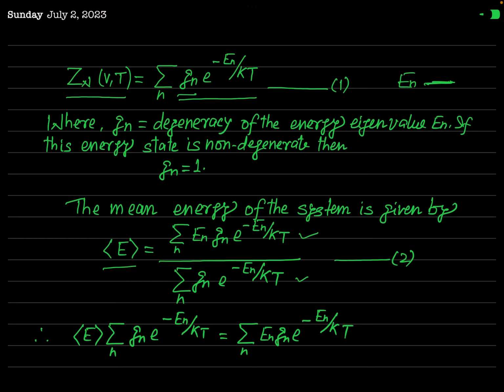Actually, the numerator here denotes the total energy, and the denominator denotes the total number of states. So when you divide this total energy by the total number of states, you get the average energy per state. Okay, so this average energy per state is defined as I have defined in this equation 2.